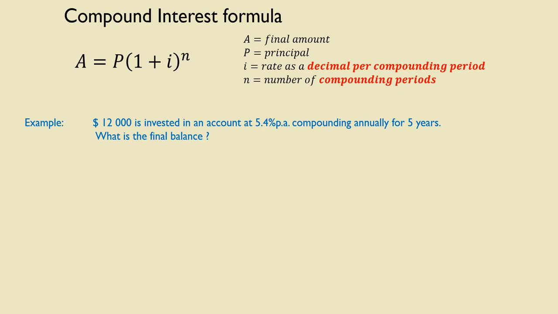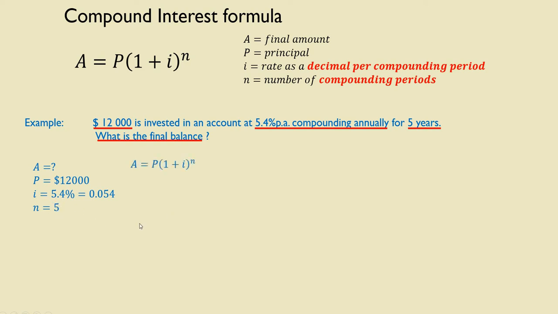In this example, we've invested $12,000 in an account at 5.4% per annum, which means per year, and it's compounding annually for 5 years. What's the final balance? Step 1, we organise our information. We want to find our final balance. The principal is $12,000. Our rate as a decimal is 0.054 per compounding period. It's compounding annually. And N is 5 because it's compounding once a year for 5 years.